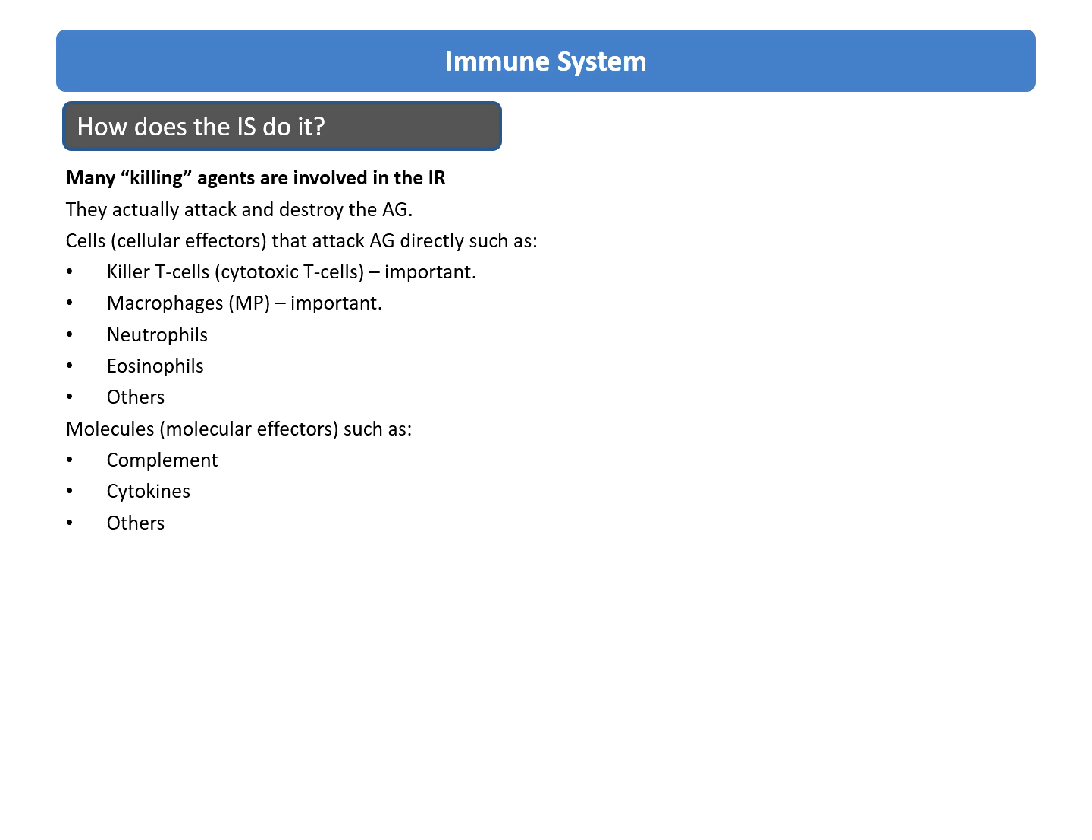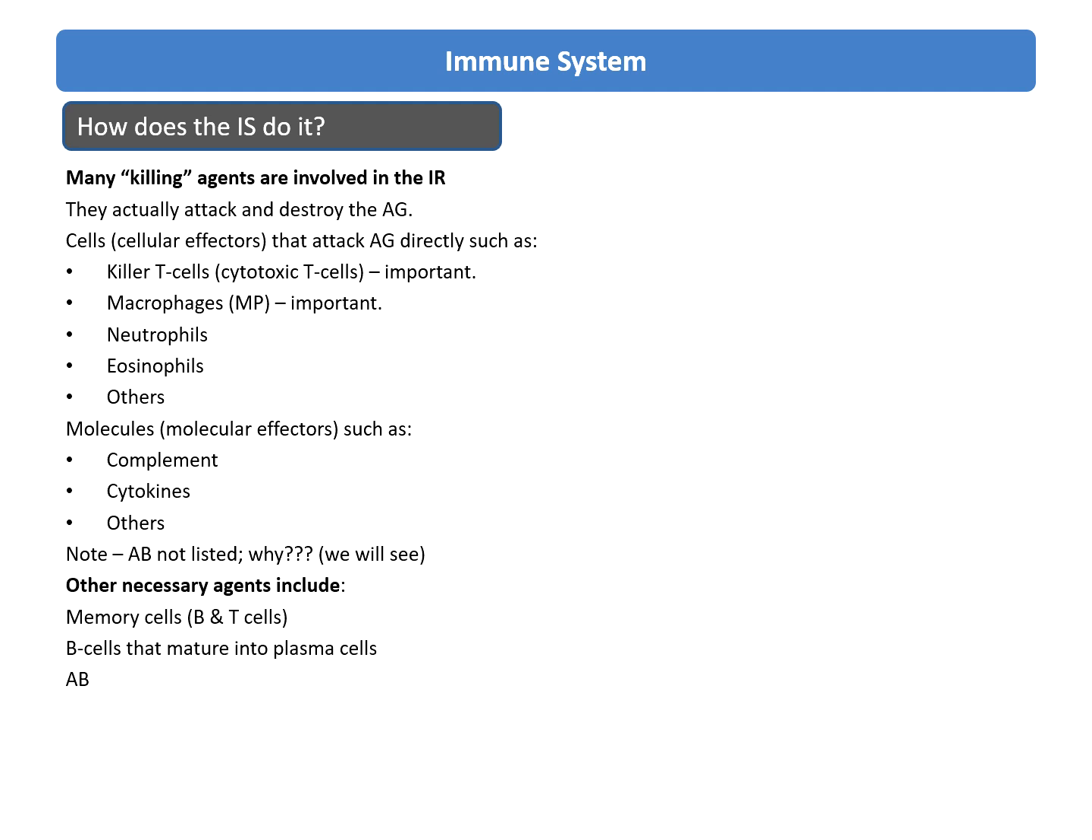There are molecular effectors. They include complement, cytokines, and others. Notice we have not listed antibodies among these agents. Why? Because they fall into the category of other necessary agents. These include memory cells, B and T cells. They include B cells that mature into plasma cells and secrete antibodies. These agents, although they don't directly attack the antigen, are critical for the identification and destruction of antigens.